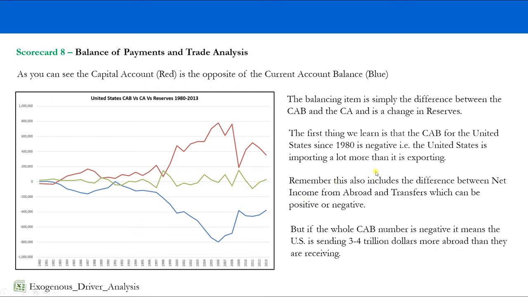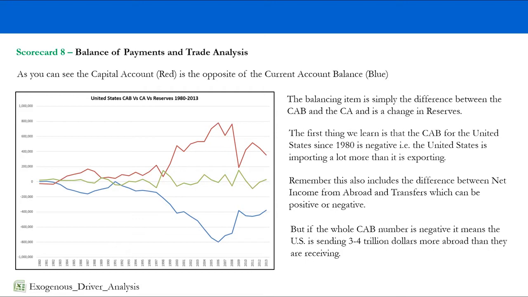Now, the way to look at the balancing item, it's simply the difference between the current account balance and the capital account. And when we think of this in money flow terms, it's basically a change in reserves in the United States. So a change in foreign currency reserves in the United States.